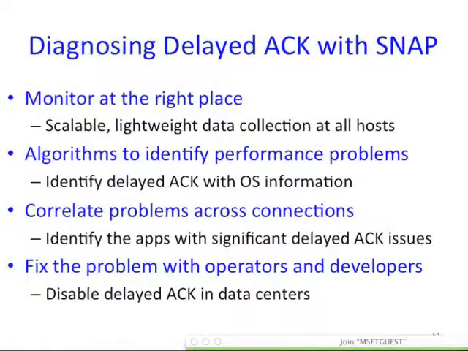So we use the delayed ACK example to summarize Snap. Basically, we first monitor at the right place. We monitor at the TCP stack layer, so we understand the networking-application interactions, and we monitor at the end host, so it's more scalable and more lightweight. Also, we have algorithms to identify these performance problems for each connection. For example, how do we infer delayed ACK problems? And then we have correlation algorithms that can find problems across connections. For example, we can identify those applications that have significant delayed ACK problems. Finally, we hope to work with operators and developers to fix these problems, like disabling delayed ACK in data centers.